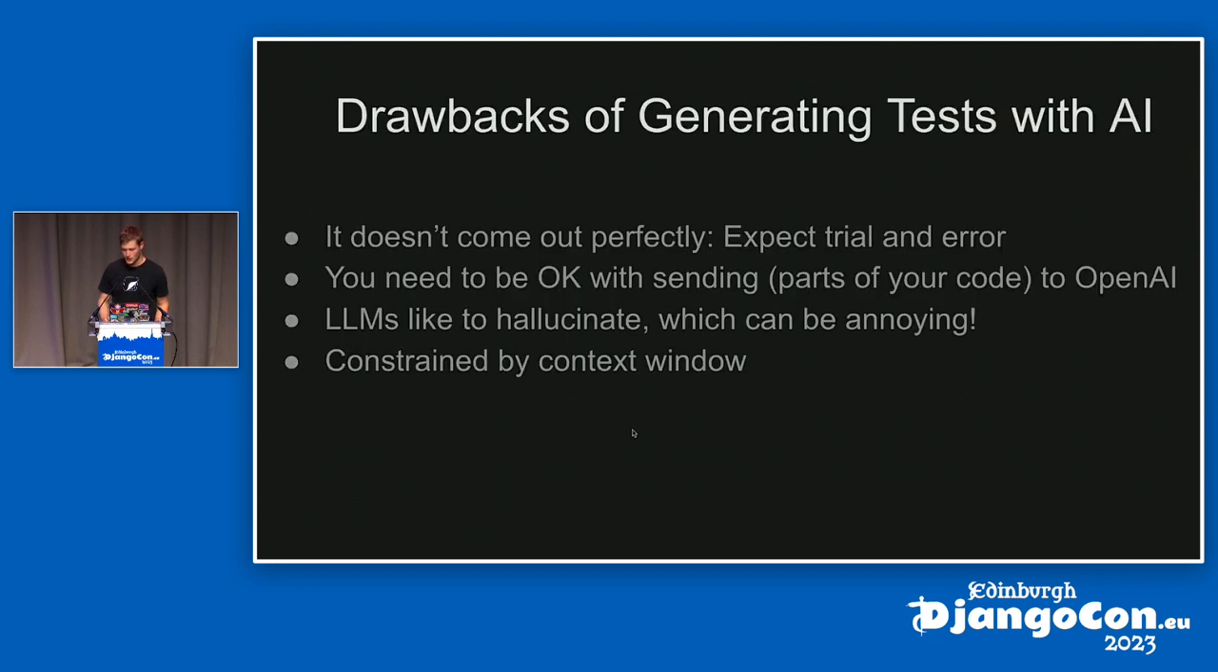So I will just talk about some of the drawbacks with this. I would really recommend everyone use GitHub Copilot. I think it can save a ton of time, not just for generating tests, but for other things as well. It doesn't come out perfectly, so expect some trial and error. Obviously, you need to be OK with sending at least parts of your code to OpenAI. These LLMs like to hallucinate, so sometimes they tell you that things are there when really they aren't. And if you have a lot of code, the context window, which is what you can give the large language models like ChatGPT, can be a little bit constraining. But I would still really recommend that you make use of it.